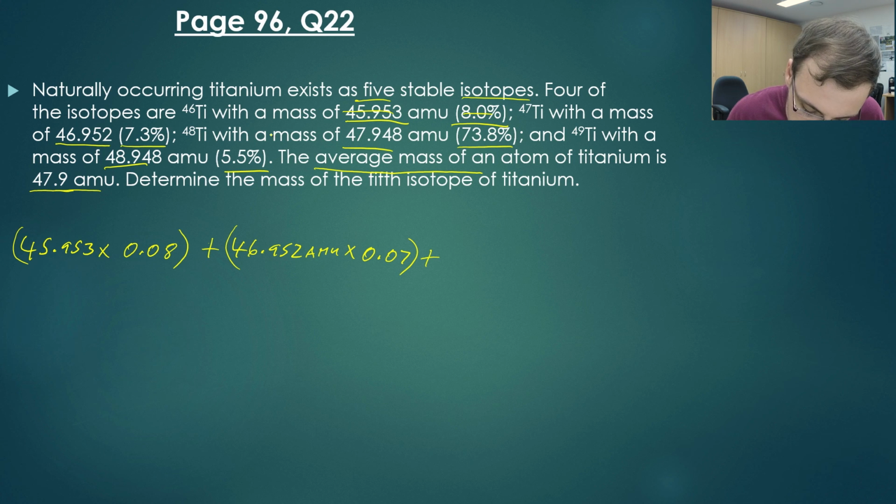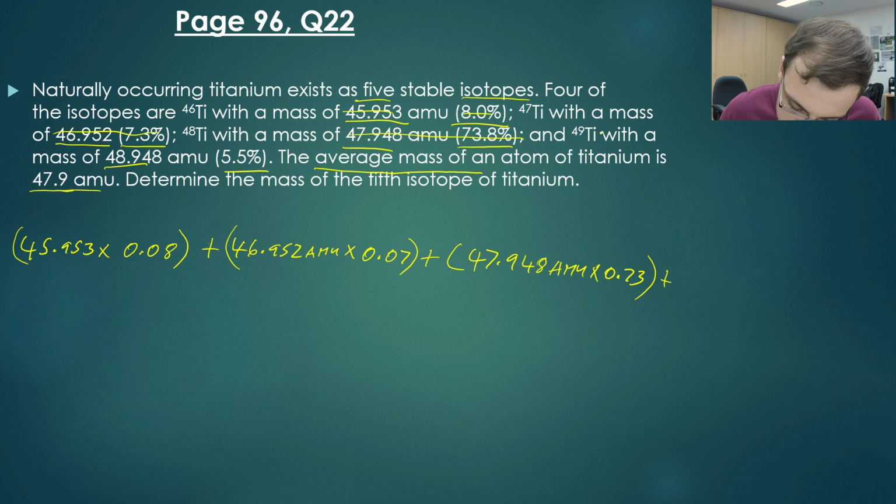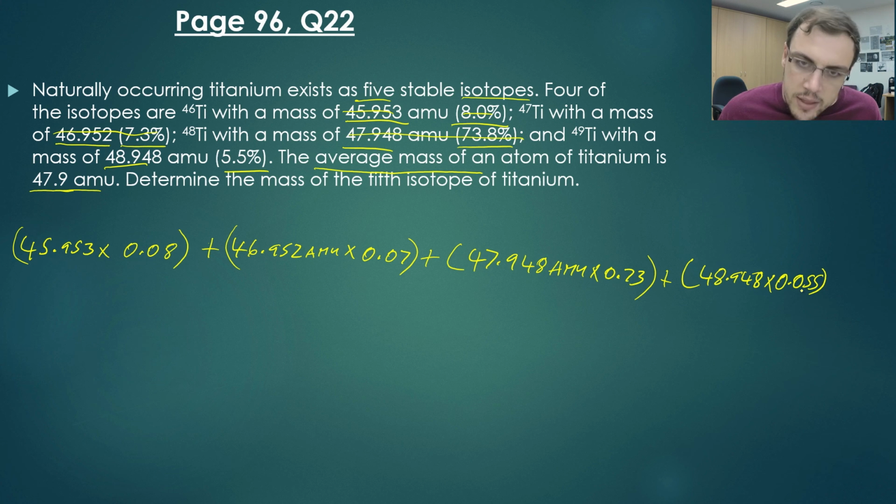Plus 47.948 AMU times 0.73 plus, sorry, I'll cross these out, and the last one with 48.948 times 0.055. Now, what do we do about the fifth average?